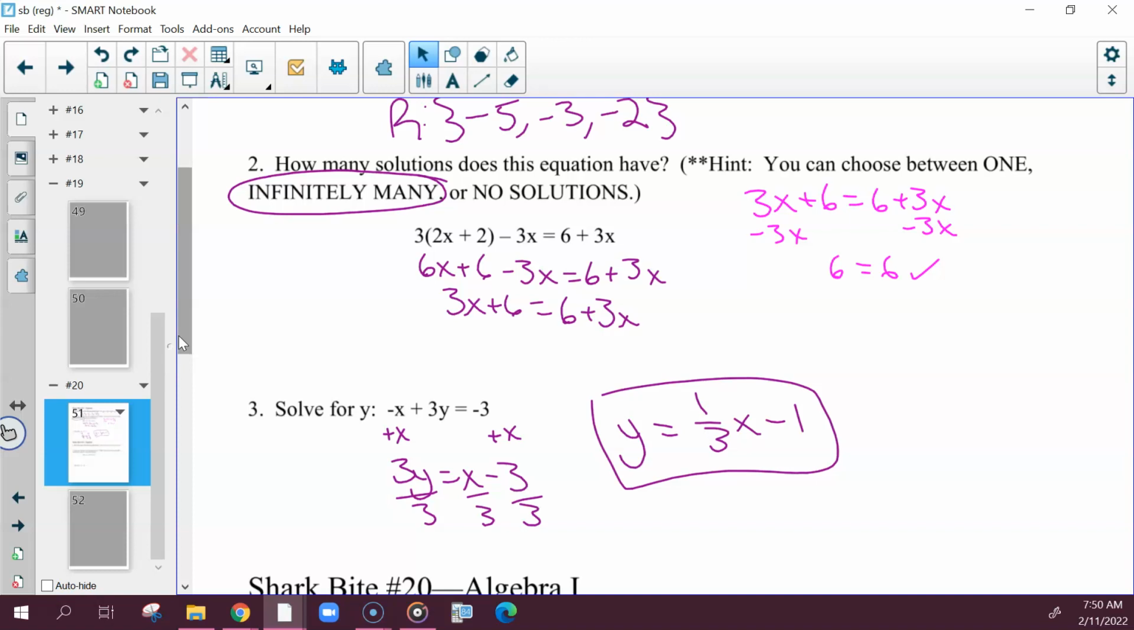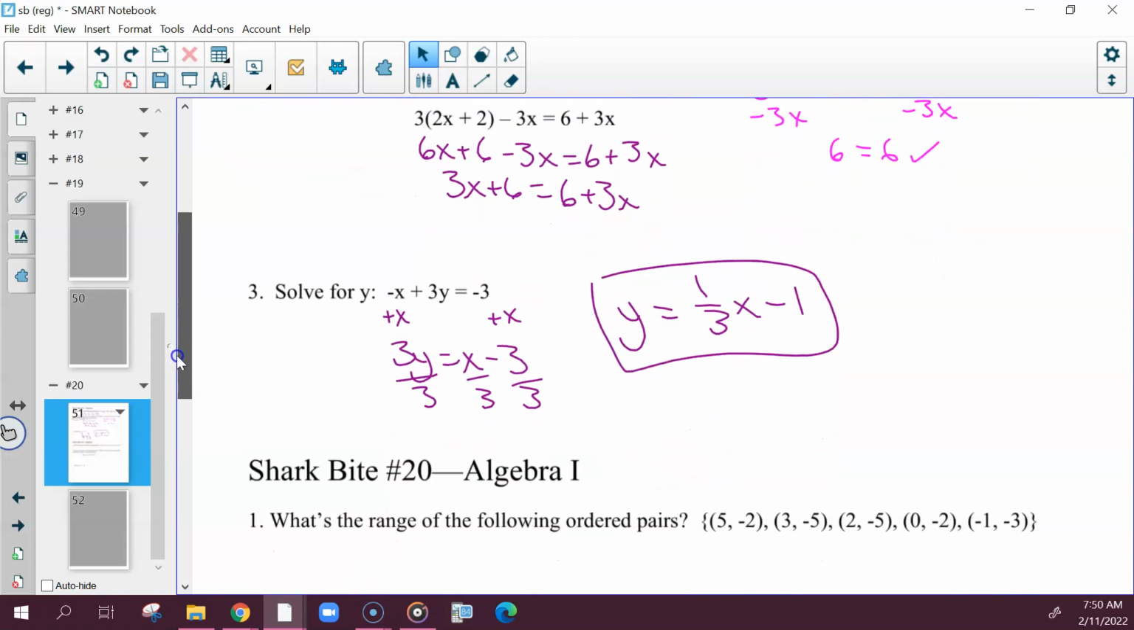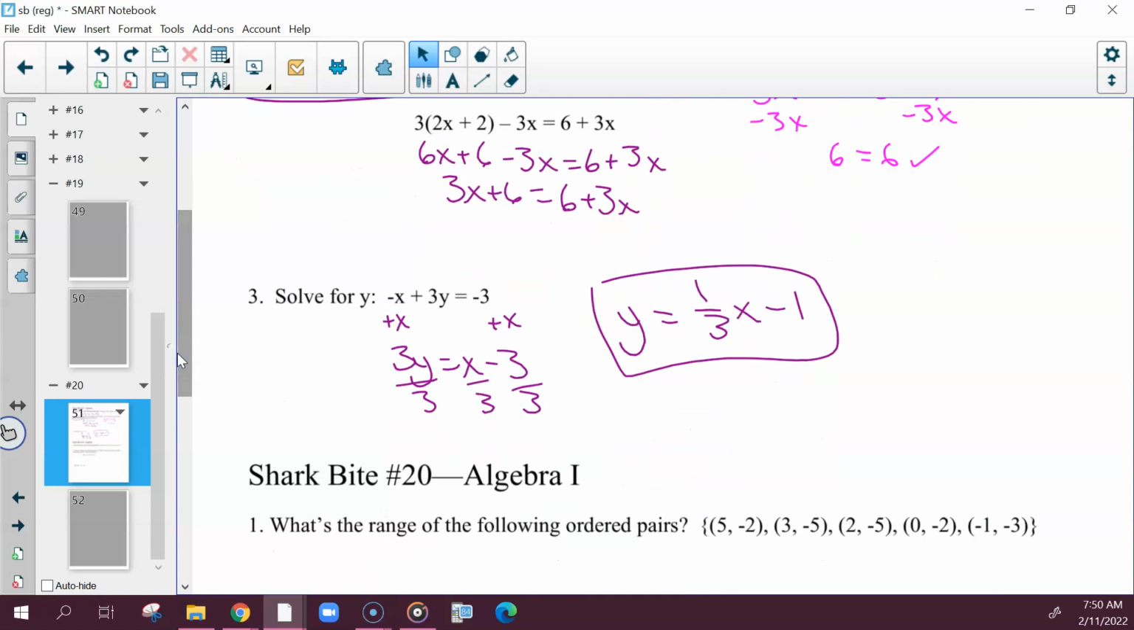For number 3, you needed to solve this equation for y. Move x by adding it to the other side, and then divide everything by 3. So you would end up with y equals 1/3 x minus 1. Any questions on that one?